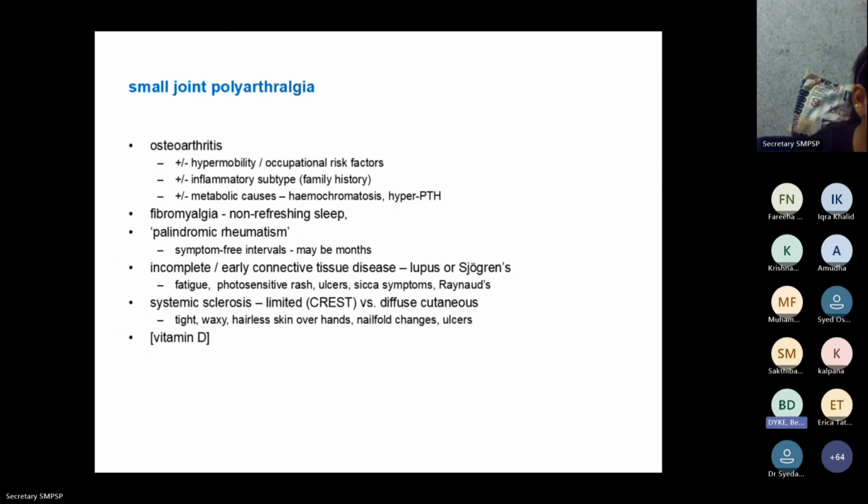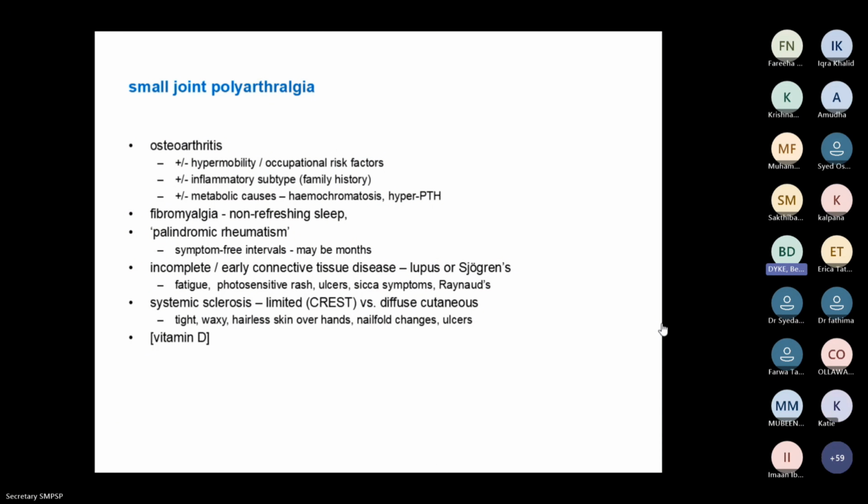Now, on the borderline of early arthritis, but more of a connective tissue disease feature, you can see arthralgia, particularly with inflammatory features, so worse first thing in the morning or towards the second half of the night in diseases like lupus and even Sjogren's syndrome as well. And you often get other clues such as a photosensitive rash in lupus, mouth ulcers, or sicca symptoms, so dryness. Both can have a Raynaud's phenomenon as well, so problems with their peripheral circulation, particularly in the cold.